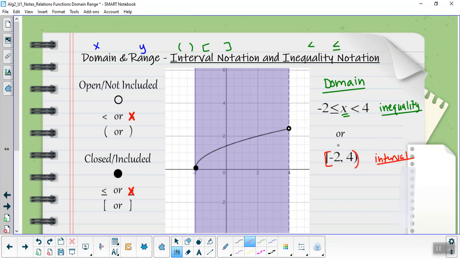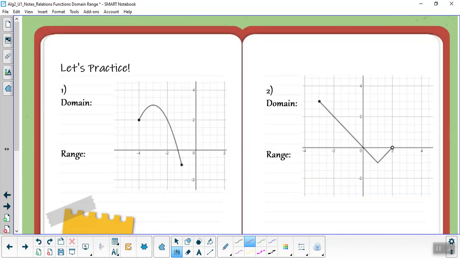Now you get to pick which way you want to write your domain. You can either use inequality or you can use interval. Sometimes the directions will tell you to use a certain way, so then you have to. I will most likely be using interval as the year goes on, but you can choose whichever way you like. So now we're going to do 6 practice problems. We're going to practice domain and range, and I'm going to do inequality and interval for both.